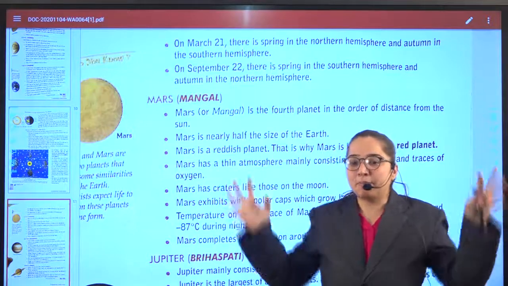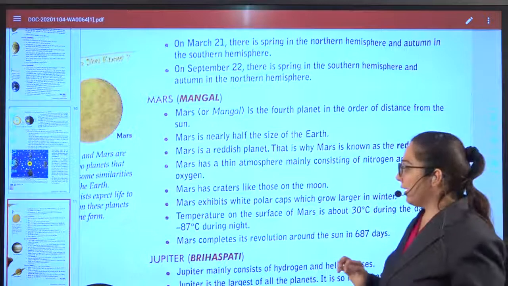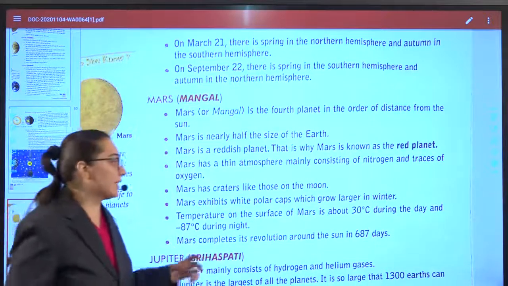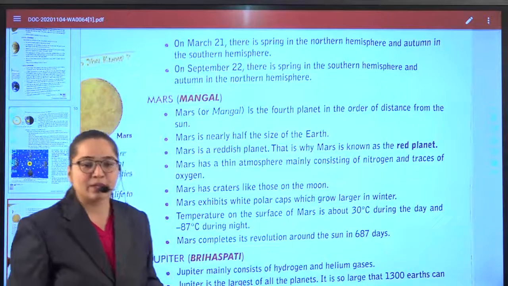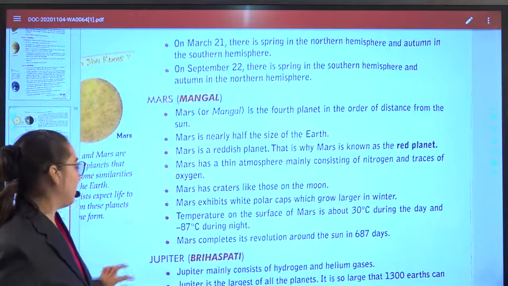उसकी सरफेस पे बहुत बड़े बड़े खड्डे हैं, like that on the moon. Okay, and what is its day and night temperature? Minus 87 degrees Celsius at the night and 30 degrees Celsius during the daytime. It is taking 687 days to complete its one revolution.